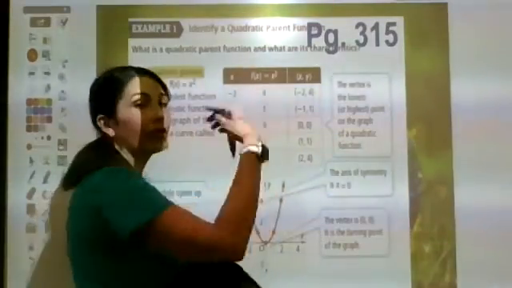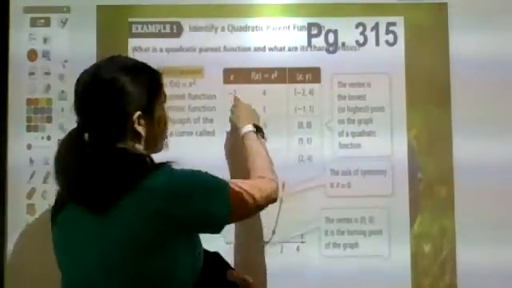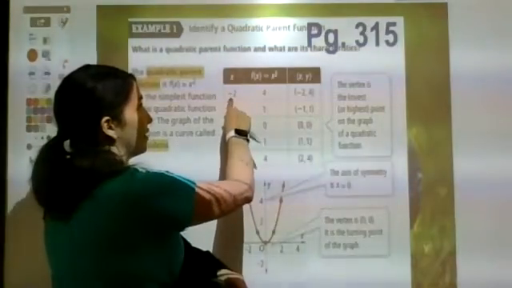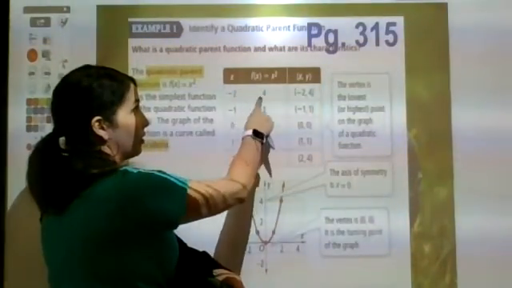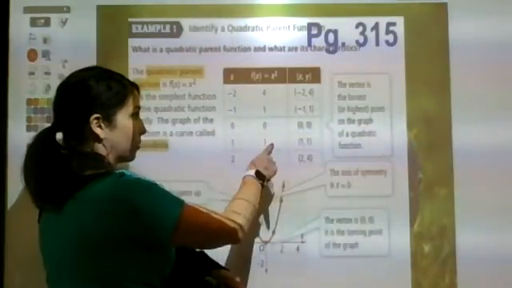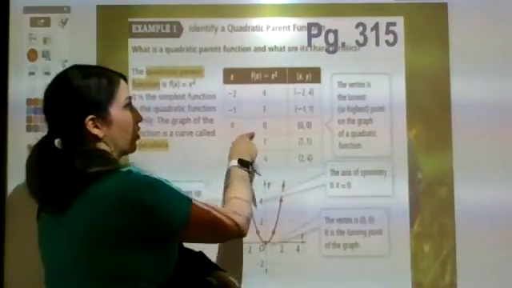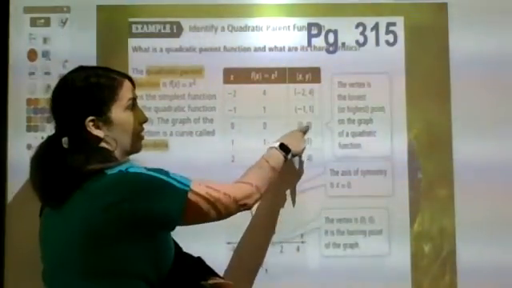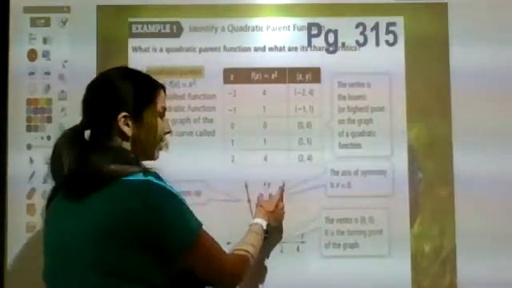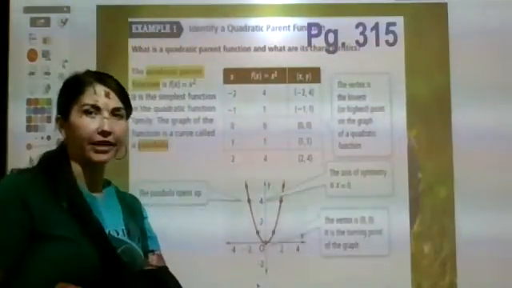So if I were to create a table of this, I'm just choosing the same numbers of positive and negatives. If x is -2, -2 times -2 is 4. -1 times -1 is 1. 0 times 0 is 0. 1 times 1 is 1. 2 times 2 is 4. So you'll notice our vertex is at that 0, 0. And then we get this kind of shape. It's not quite a V.